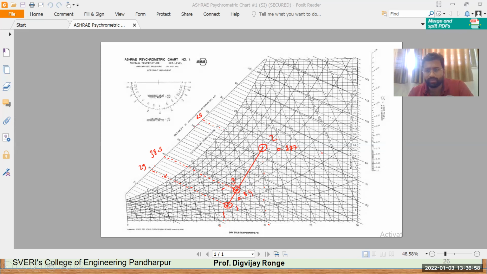Here you can calculate other values also. You can say the resultant specific humidity, here it is this much, and this one corresponds to, so this is 5, this is 4, 4.5, 5, 5.5. So this is 5.5 specific humidity. Okay. Now corresponding relative humidity, here it is 30%.